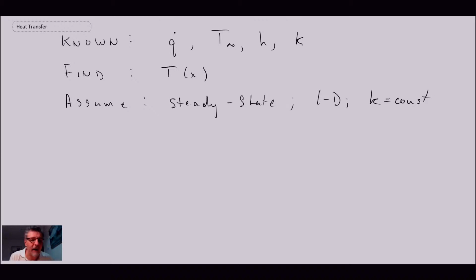Okay, so that has what we know. We know the internal generation rate, we know the convective condition, we know the thermal conductivity. We're looking for the temperature distribution as a function of position. We will assume this to be a steady state problem, 1D, and the thermal conductivity is a constant. We will also assume the width of the wall will be width L. And so what I'm going to do now is write out a schematic.